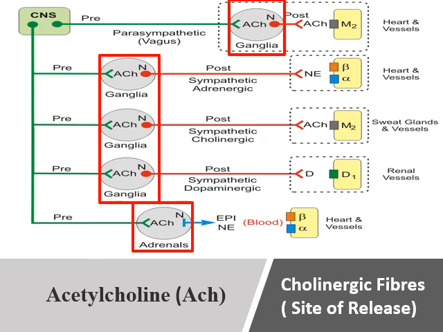Adding to this, acetylcholine is released from some postganglionic sympathetic fibers that are secretory fibers to the sweat glands and vasodilator fibers to the blood vessels of the skeletal muscles.